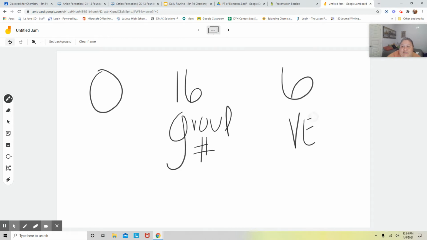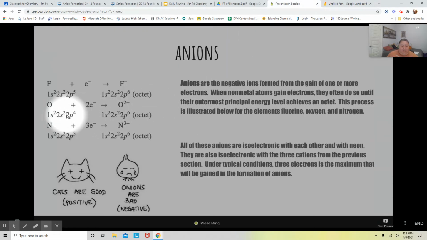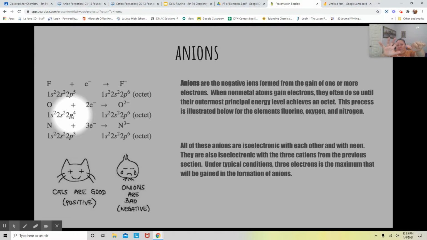I got 6 valence electrons, and you can see them in the PowerPoint here, in your electron configuration if you look at energy level 2. In energy level 2, the s orbital has 2 electrons. In the p orbital, I got 4. That's a total of 6, right? Just like they said earlier. So my question to you is, how many more do I need to gain to make the octet that everybody wants?